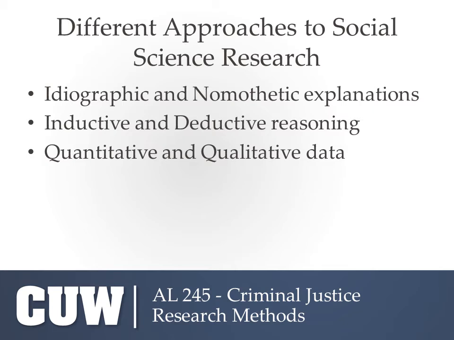Alright, so far we've gone over a little bit about what social science is, what it claims to do. We've looked at some of the terms. We've briefly described four different purposes for doing criminal justice research. I want to spend a little time now talking about different approaches to social science research, and begin by talking about two different ways to explain things.